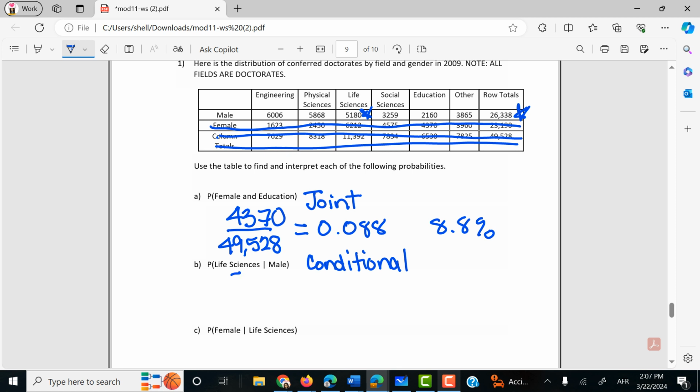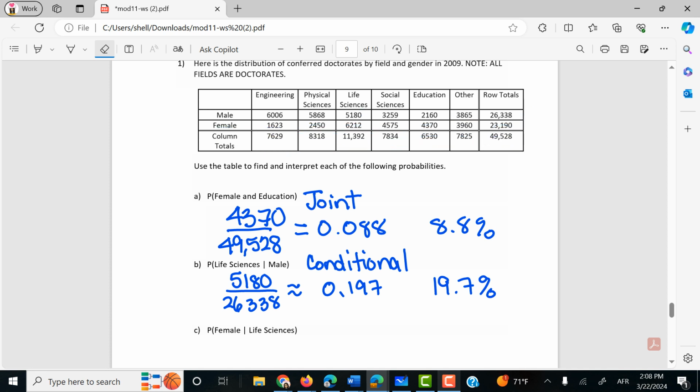So this is going to be 5,180 divided by 26,338, which is approximately equal to 0.197, multiplied by 100 equals 19.7%. So out of only the males, not including females, 19.7% of the males chose life sciences as their field of doctorate. Okay, let's erase this so we can move on to C.